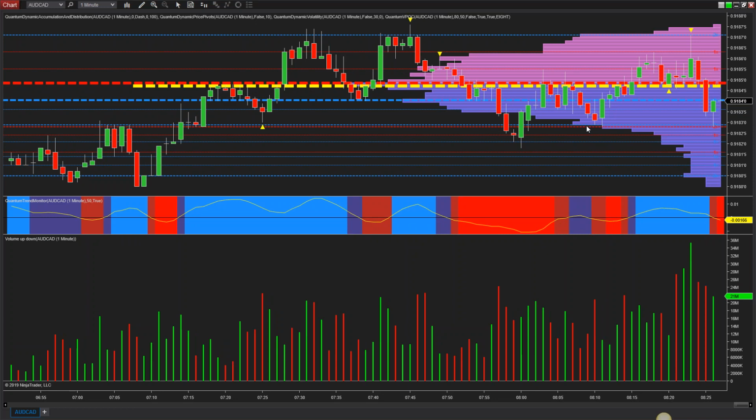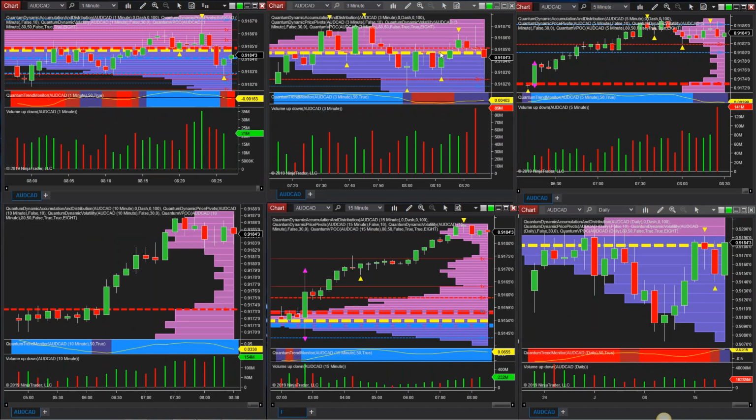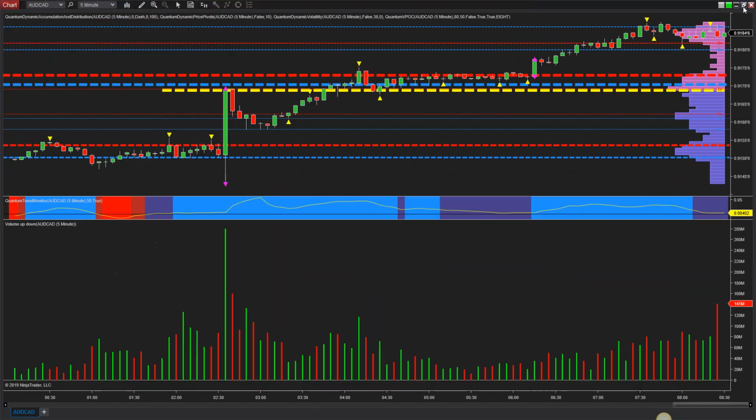On the MT5 platform and MT4, you get the solid line for a very strong region, or the dashed line for less strong. And when they come into clusters, that is when it really does become very powerful, because these are pinpoint accurate. But when you get clusters of them, it tells you it's very, very strong. So we've got the volume point of control on 1 minute. We've got the volume point of control clearly in evidence on 3. Where is it on 5? It's not on the 5 minute at the moment.